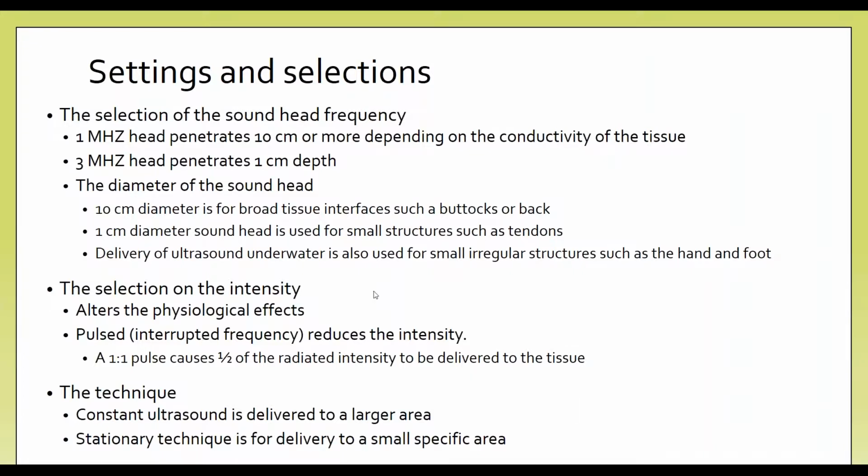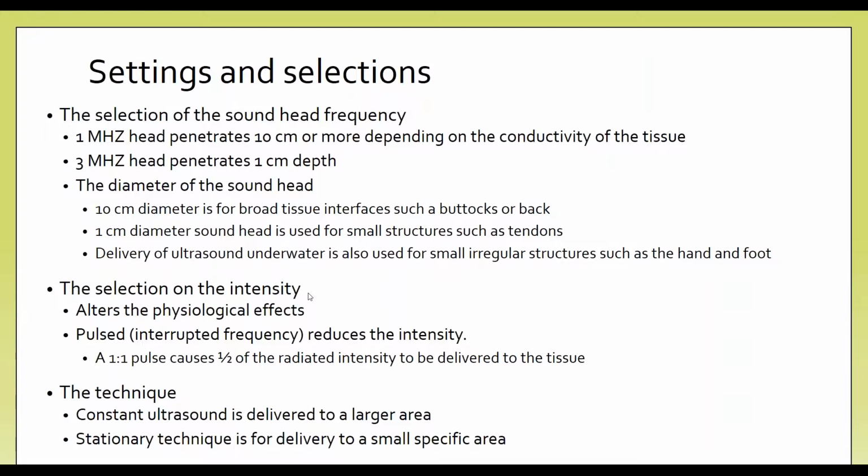3 megahertz heads are the other ones that are commonly used. The intensity causes different physiological effects, and there's typically high intensity and low intensity that we use. The high intensity has been around a lot longer in use, and primarily in the US and the Netherlands, we use ultrasound for the deep heat effect that you get with high intensity ultrasound, which is over 1.5 watts per centimeter squared, so somewhere between 1.5 and 2. Low intensity is below 0.5 watts per centimeter squared.